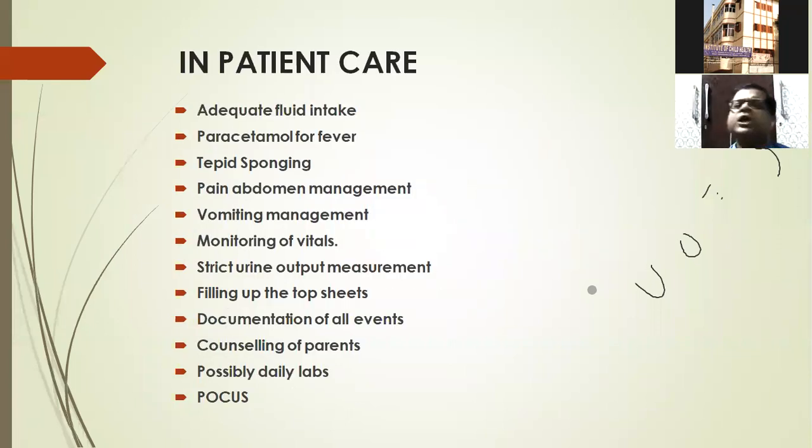So what do you do? You must admit this patient for theoretical purposes as well as practical purposes, because there are some danger signs or warning signs like pain abdomen, decreased intake, dehydration and vomiting. So again, you have to ensure adequate fluid intake, oral plus IV, oral paracetamol for fever, tepid sponging. Pain abdomen management is very much important.